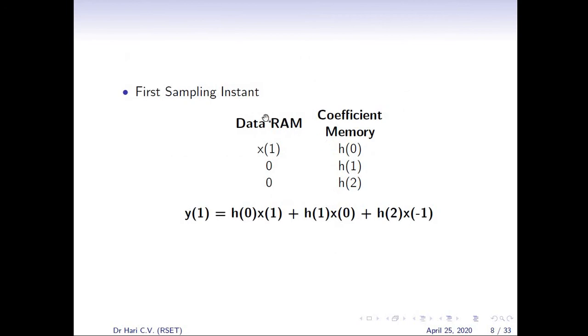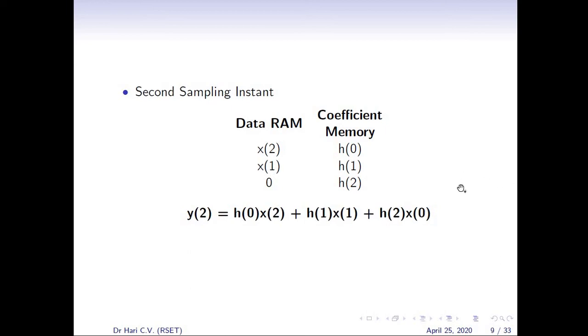Now at the first sampling instant, you can see the first 0 is replaced by x of 1, and all other zeros are kept as they are. The coefficient memory h of 0, h of 1 and h of 2 are here. So we will calculate the first output sample y of 1 is equal to h of 0 into x of 1 plus h of 1 into x of 0 plus h of 2 into x of minus 1. Here the x of 0 and x of minus 1 values are zeros. So there is no problem, y of 1 will be equal to h of 0 into x of 1.